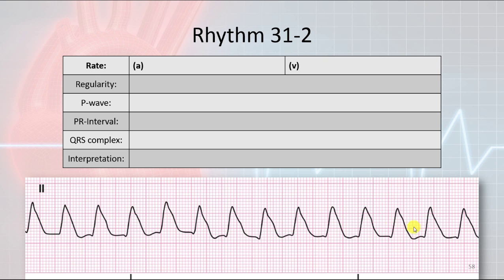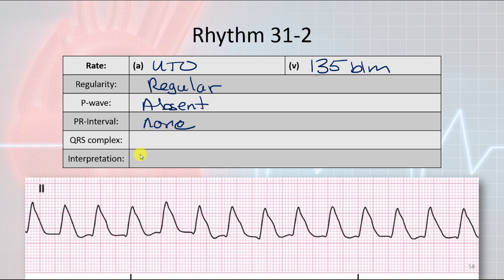Another one here, as you can see, it's going all the way across. This would be considered also a VTach, so the atrial rate is going to be unable to obtain. The ventricular rate, I calculated it previously, is actually 135 beats per minute. Regularity is going to be regular. P waves are going to be absent. PR interval is going to be none.